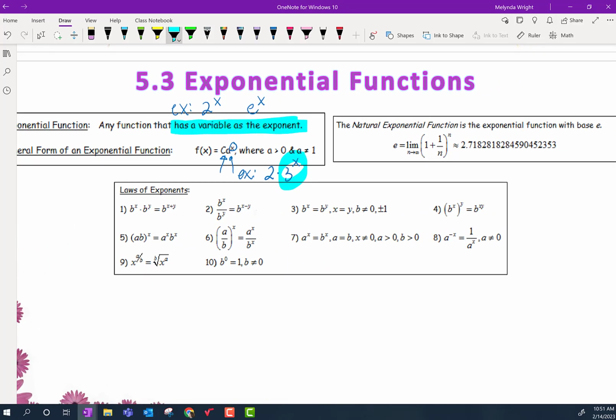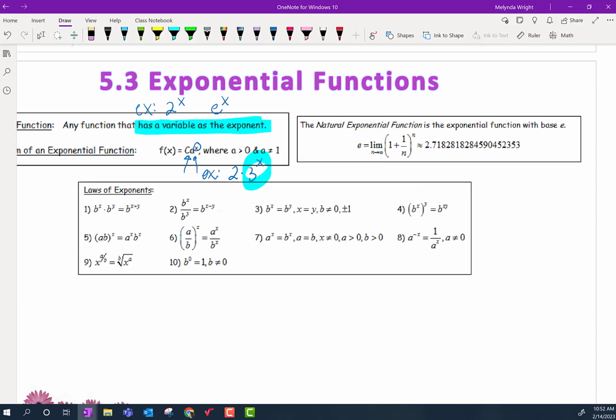This formula right here is just a kind of fun thing. We're not going to do much work with it this year. It's a concept that we're going to cover in calculus. But e, you may be familiar with e. We used some e's last year. e is the Euler number, and this is a concept that we will use in calculus. So we're just looking at the relationship between what we're doing now and what we will be doing.